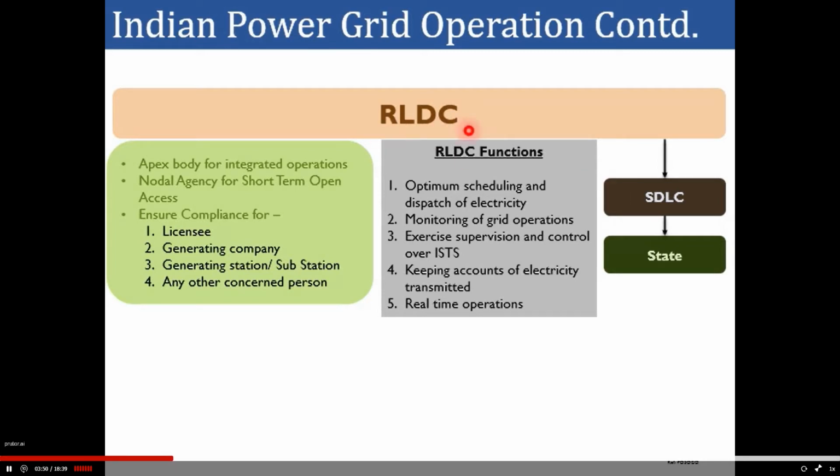RLDC works under the supervision of National Load Dispatch Center. It is an apex body for integrated operations in a particular region. Say in India we have 5 RLDCs: north, east, west, south and northeast. And in Northern Regional Load Dispatch Center, we have 8 states involved. So we have 8 SLDCs which are being supervised and controlled by Northern Regional Load Dispatch Center.